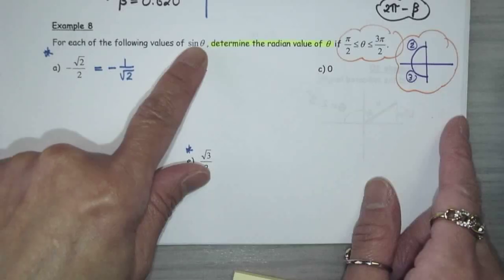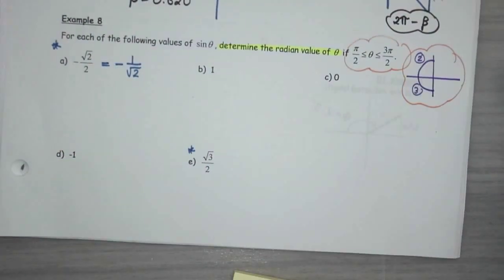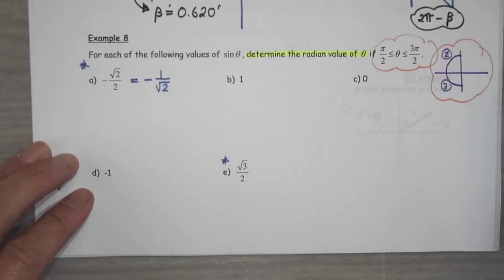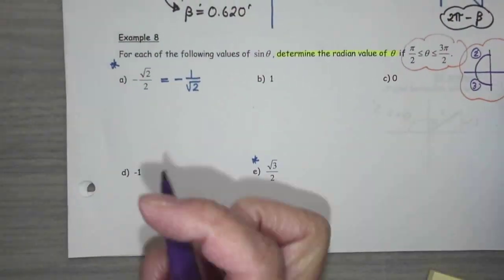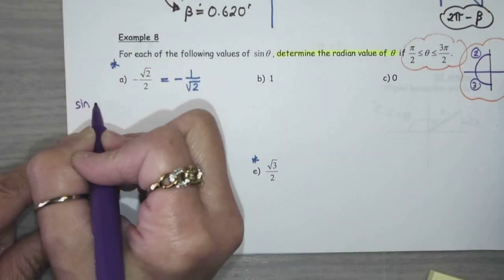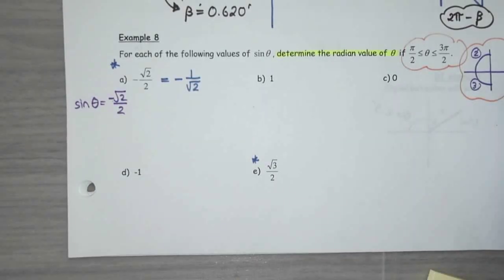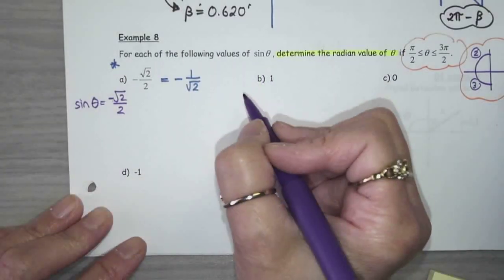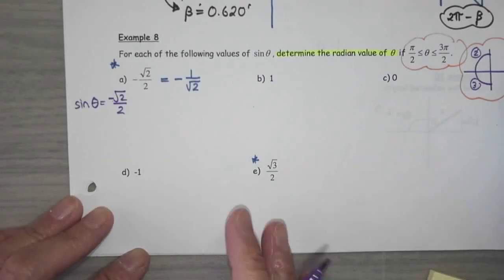I want you to understand what this is saying. This is saying these are sine theta. The way they worded this question, the reason why we pulled this one to do with you is because they're actually giving you, so write it on the left side. Sorry, I didn't leave you enough room. They're saying sine theta is negative root 2 over 2. For each of the following values of sine theta, they're saying that sine theta is that value. They just didn't write it the same way.